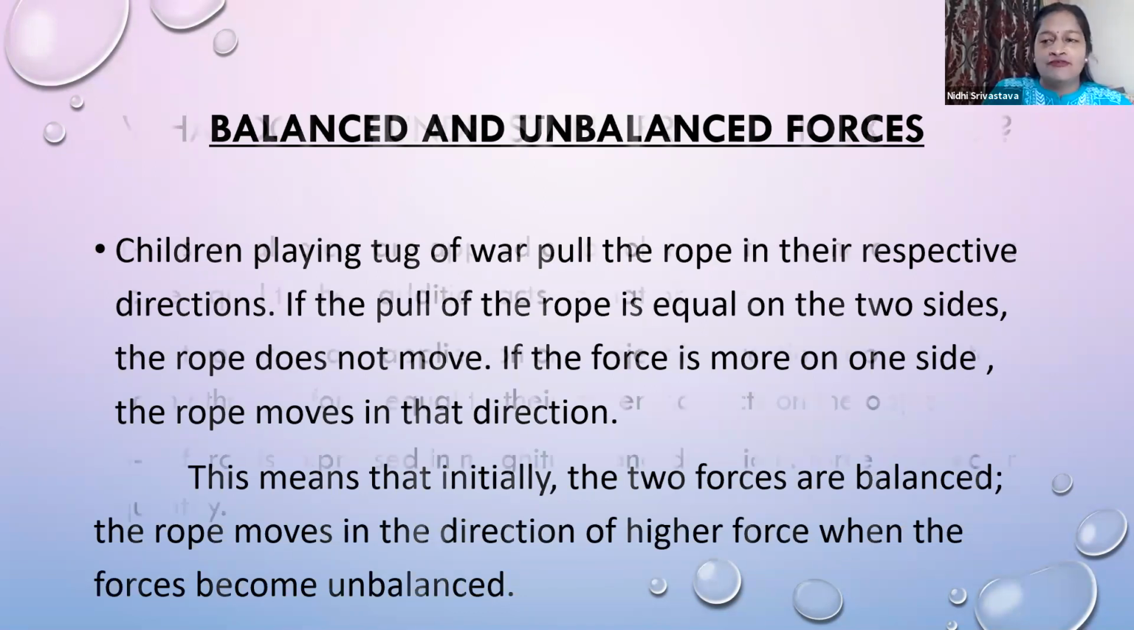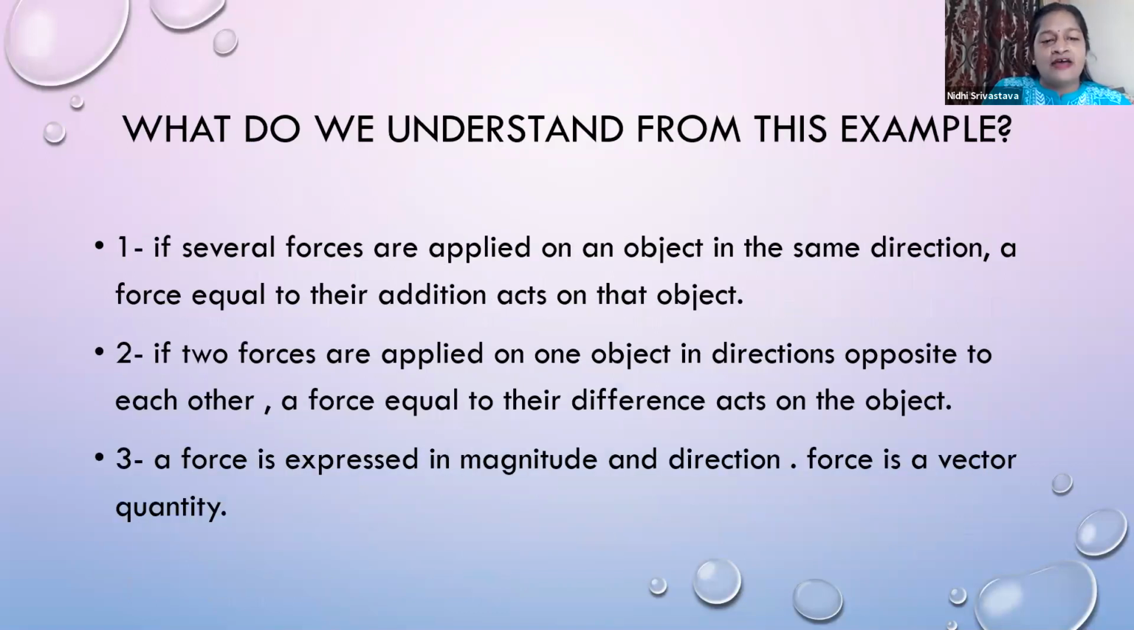What do we understand from this example? If several forces are applied on an object in the same direction, a force equal to their addition acts on that object. If two forces are applied on one object in directions opposite to each other, a force equal to their difference acts on the object. A force is expressed in magnitude and direction. Force is a vector quantity. These 3 points we can understand from the example.